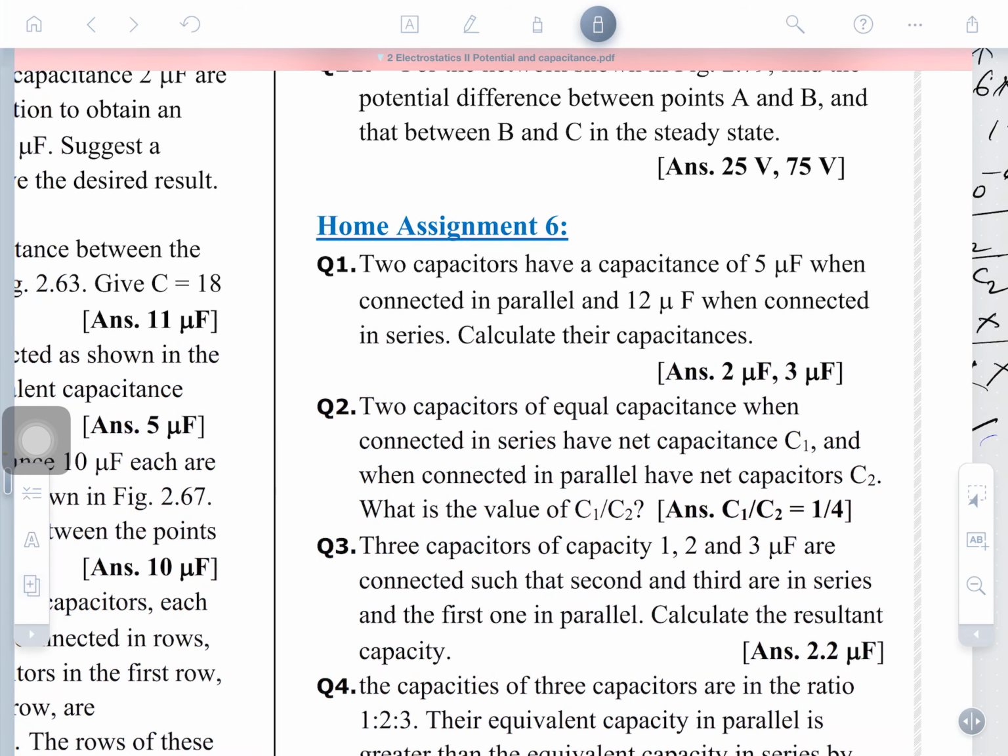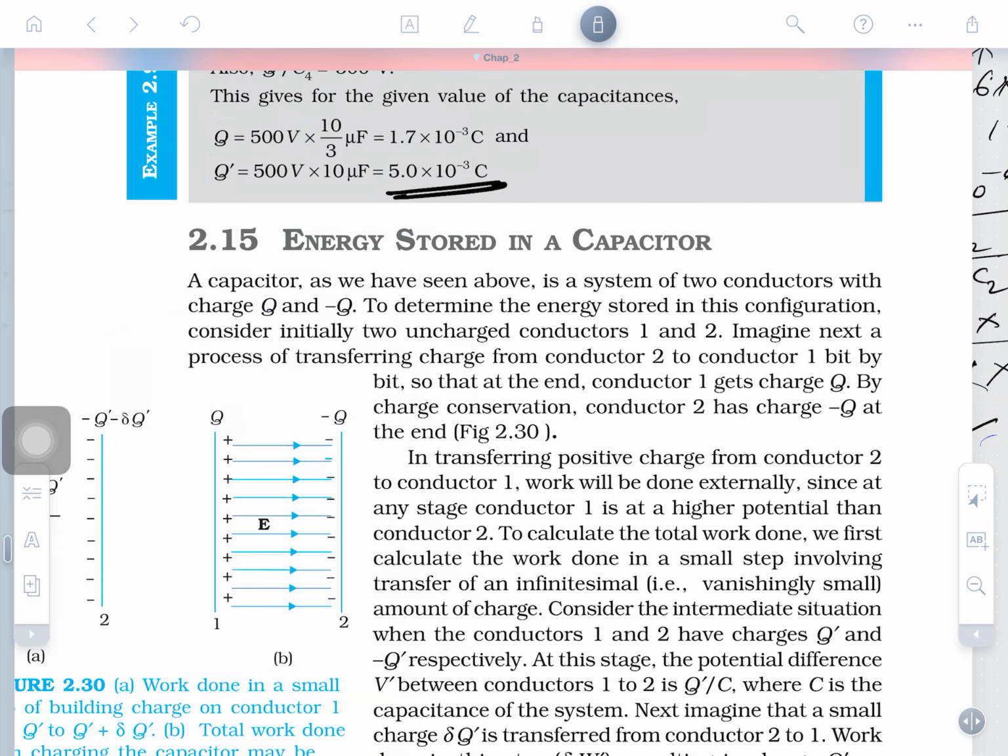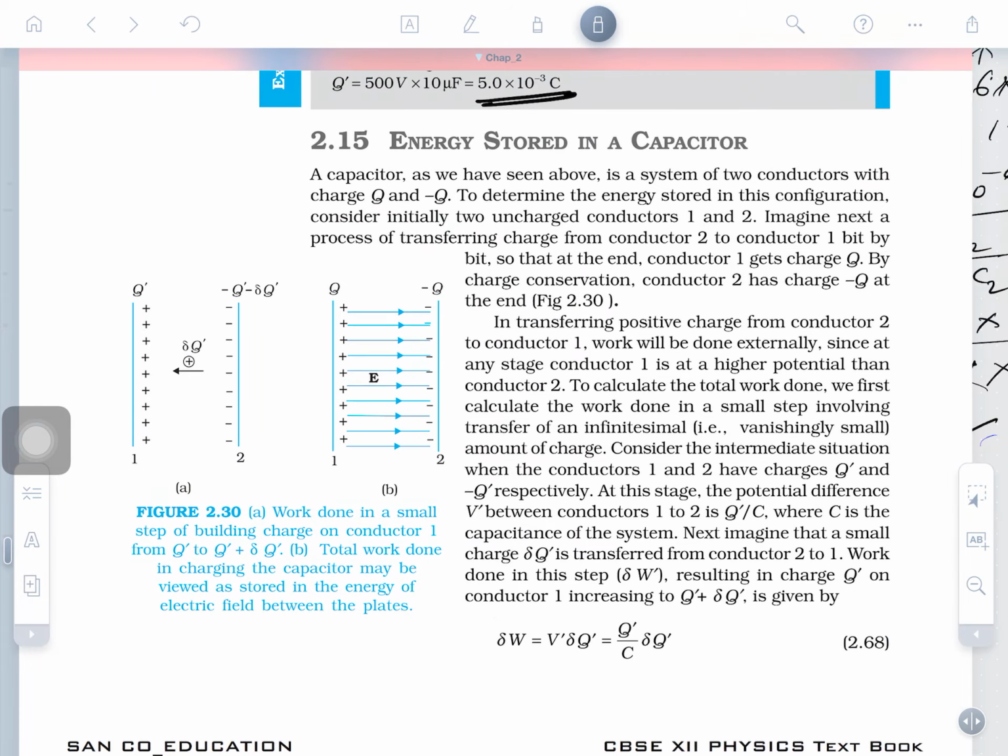Now I am telling the concept of the energy of the capacitors. What do you understand by the energy? Energy stored in capacitors. So energy is what? Tell me please. Energy is equivalent to work done. Simply we can speak here.